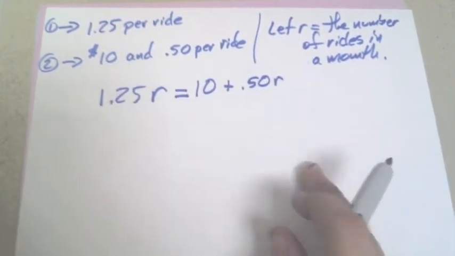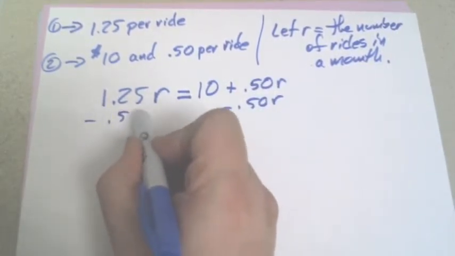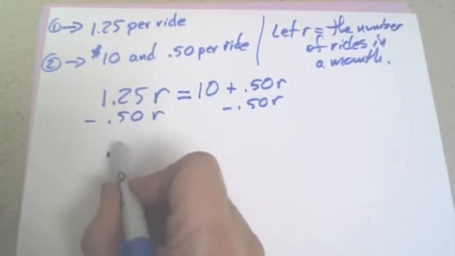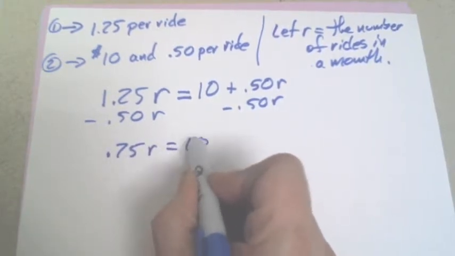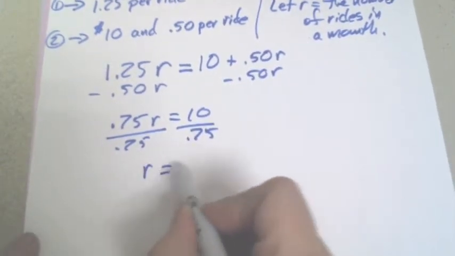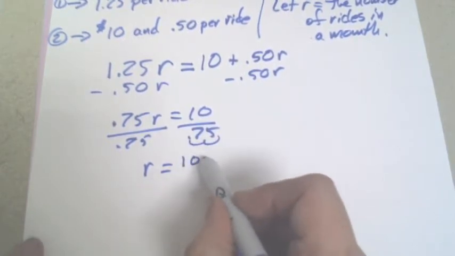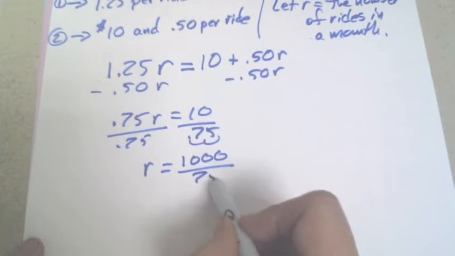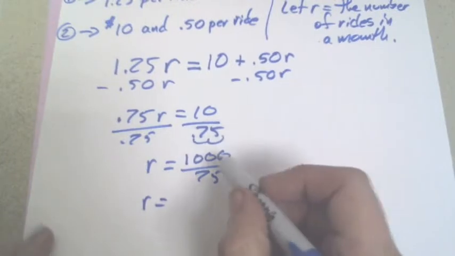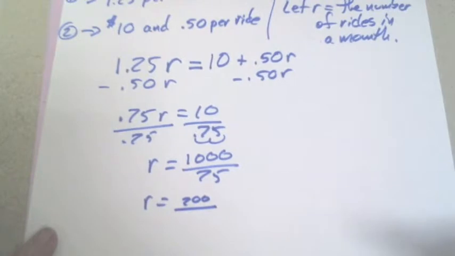And then we just need to solve this. So subtract the 0.5R. So we get, what do we get, 0.75R equals 10. Divide by the 0.75. Again, you guys can solve this stuff. The trick is always getting them set up, isn't it? I'm going to move that decimal over twice because I feel like it. 1000 over 75. Reduce this fraction. I don't feel like reducing fractions today. That's what, 200 over 15.